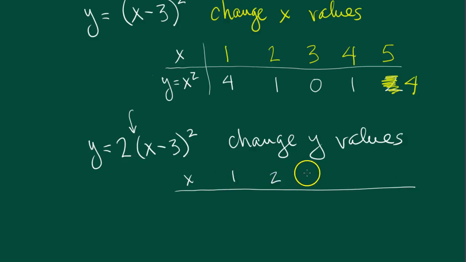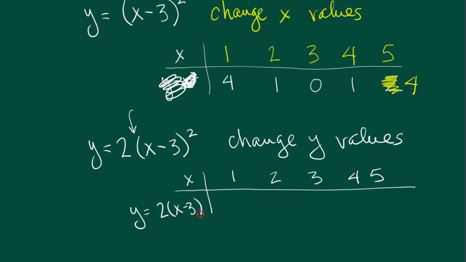1, 2, 3, 4, 5. And my y values are now going to be multiplied by 2. Okay, so the 4 becomes an 8, the 1 becomes a 2, and the 0 stays at 0.